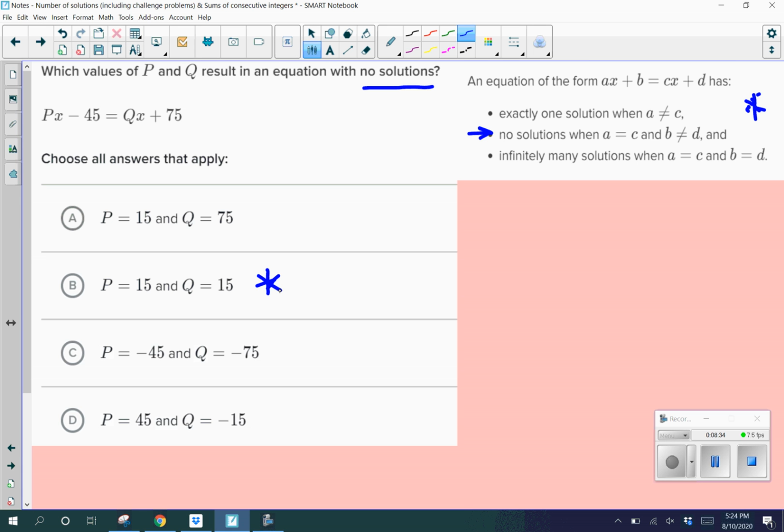And I think that's it. These ones are different. These ones are different. And these ones are different. And notice it does say B cannot equal D at the end. Well, this would be your B and this would be your D. Obviously, negative 45 and 75 are two different numbers. So the only correct answer here would be B, because we were looking for no solution, which meant that A had to equal C, which meant that P and Q had to be the same number. And B is the only answer choice that gives the same number for both.